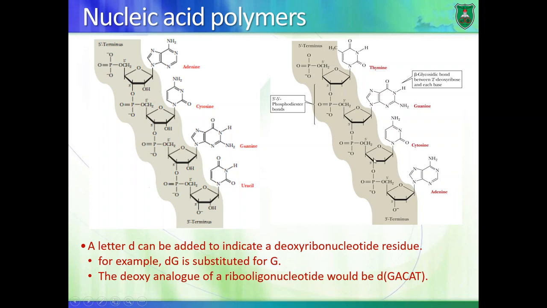What's the sequence of this DNA molecule? It is T, G, C, A. Now notice that I do not have to say deoxy T, deoxy G, deoxy C, deoxy A. Why? Because my question is, what is the sequence of this DNA molecule? Once I specify that it's a DNA molecule, I don't have to say deoxy. It's just given that the sugar must be a deoxyribose. I hope that this is clear.